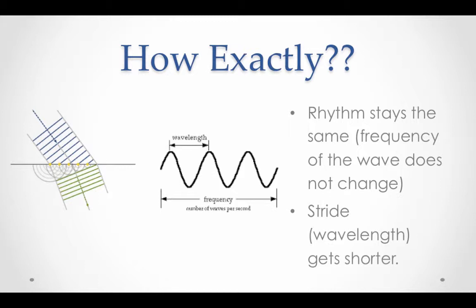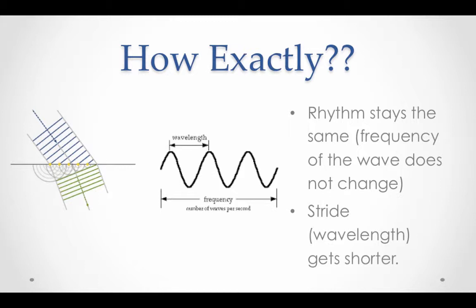You can do it yourself. You can march, and you can slow down the frequency of your steps, and that'll get you there more slowly. Or you can shorten your stride, and that'll get you there more slowly. Or you could do both. But what's happening with light is that the frequency of the wave does not change. They are marching at the same rhythm, but they're taking smaller and smaller steps. So the wavelength gets shorter and the frequency stays the same. And that is what's happening with refraction.